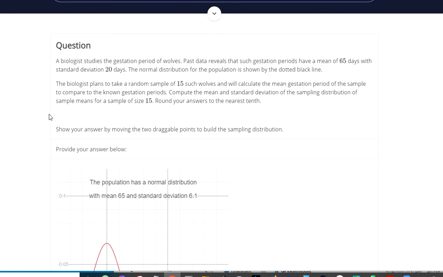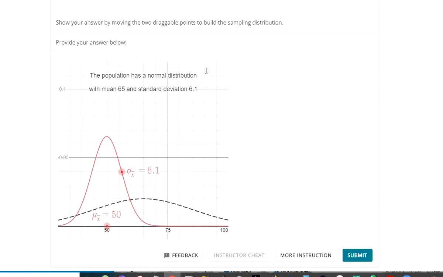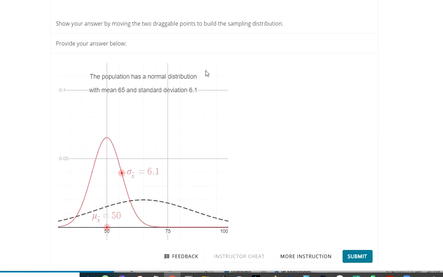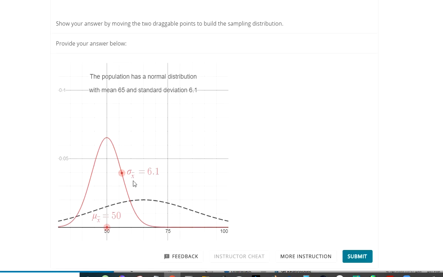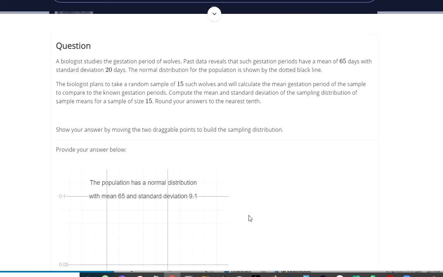Let's see here. So past research, we got a population mean. That's like the m. It's 65. Standard deviation is 20. A biologist is taking a sample of 15 wolves. That means n equals 15. I think all we have to do, since they got this cool little calculator, is we just have to drag things to where they're supposed to be. Standard deviation is 20, so I'm going to drag this to the standard deviation of the mean, okay.